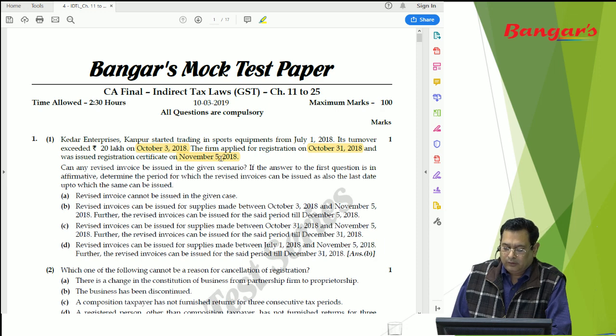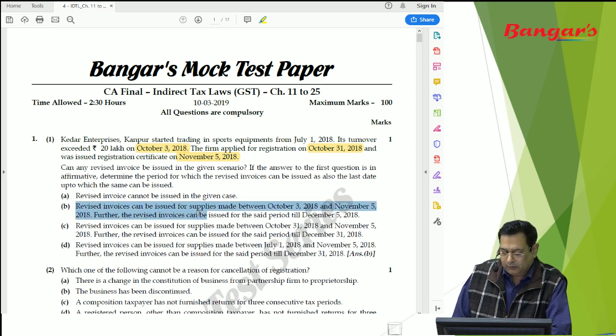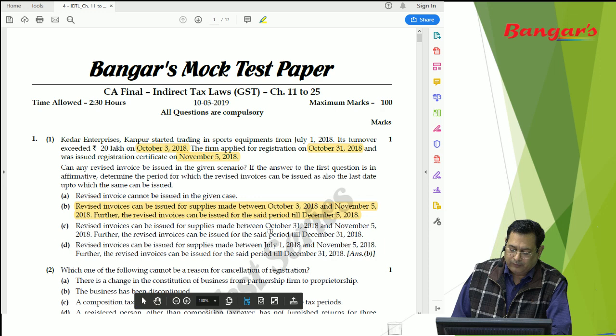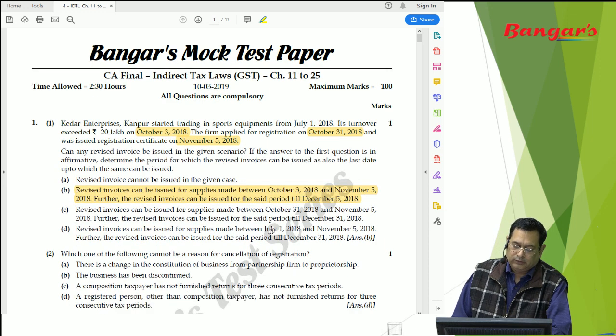revised tax invoices. And the same will be issued within a period of 1 month from the grant of the registration certificate, since the registration certificate has been granted with effect from November 5, 2018 but has been effective from October 3, 2018. So the answer will be B. Revised invoices can be issued for supplies made between October 3, 2018 and November 5, 2018. Till what date can revised invoices be issued? Till December 5, 2018, within a period of say 1 month, you can issue those revised invoices.